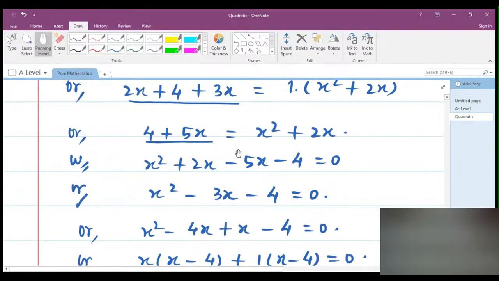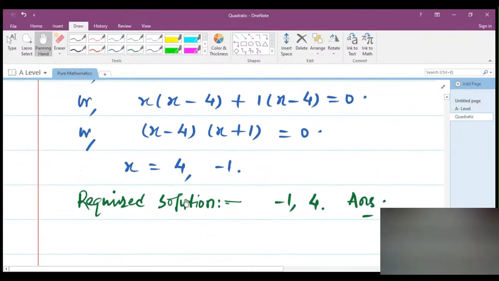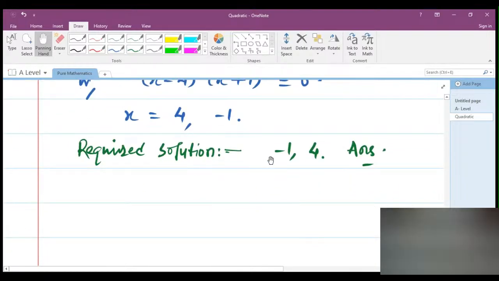There is no problem to understand up to this step. So 4 plus 2x plus 3x equal to 5x, and here x square plus 2x. When 4 plus 5x move to the right hand side, then we get this step. And after the solution, we get the values minus 1 and 4. There is no problem to understand the solution of this question.